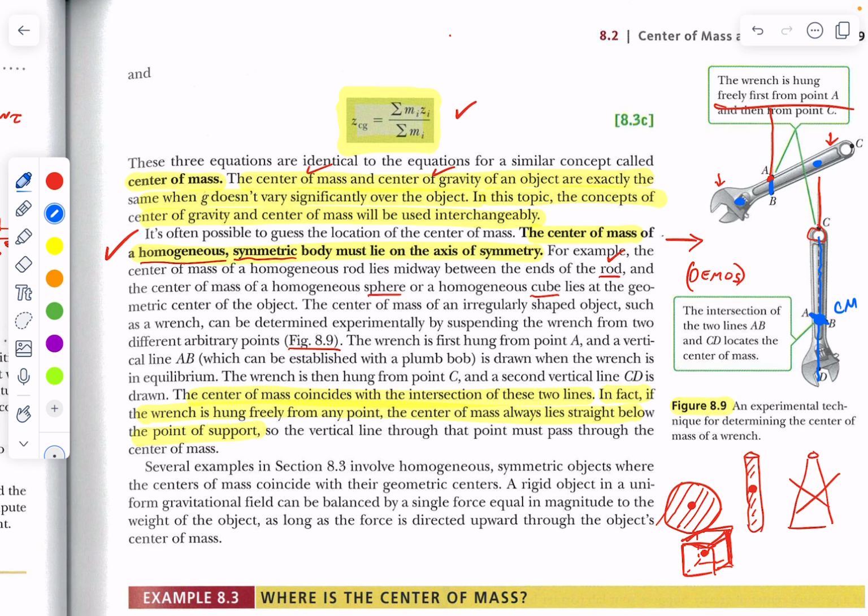Just using basically a thread with a rock or something tied to the bottom of it. So the next time you're accosted by Al-Qaeda and they give you an irregularly shaped object, you should be able to find its center of mass, to their amazement, and live to do physics another day.